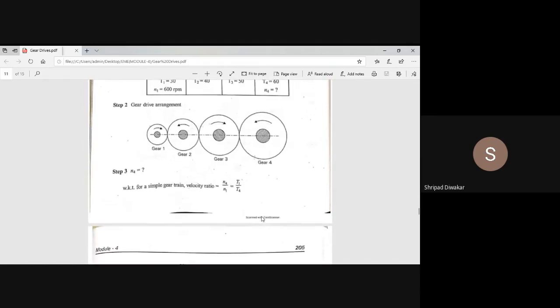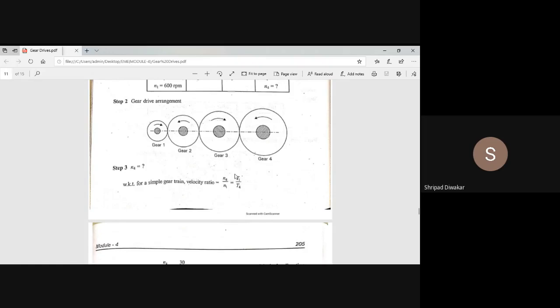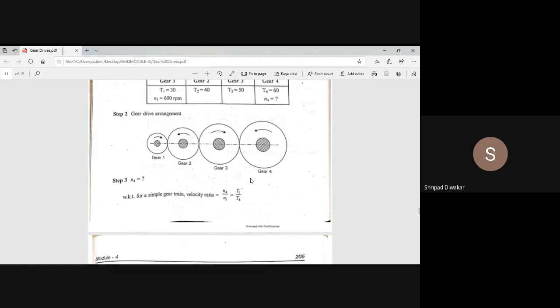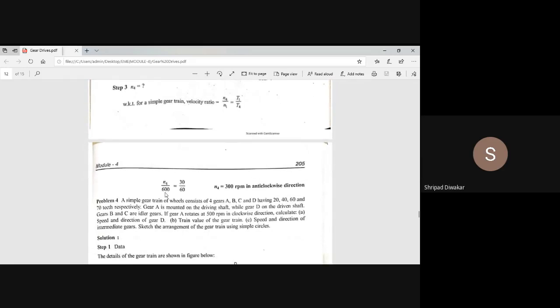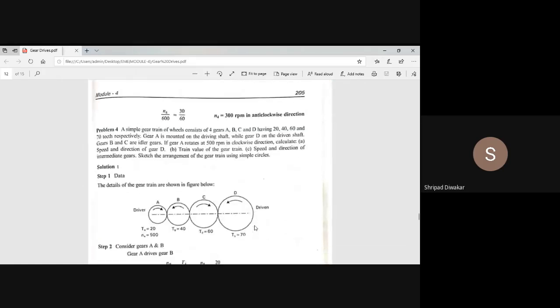Hence N4 we have to find out. N1 is given in the problem, that is 600, T1 is 30, and T4 is 60. So just substitute the values. N4 divided by N1 is 600, 30 number of teeth on the first gear is 630, and number of teeth on the last gear is 60. So by calculating we are getting N4, that is the speed of the last gear, in anti-clockwise direction, and the magnitude is 300 rpm.